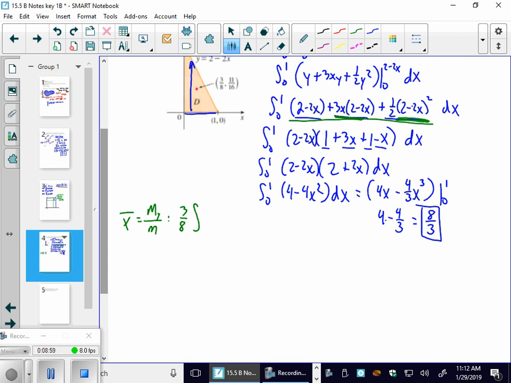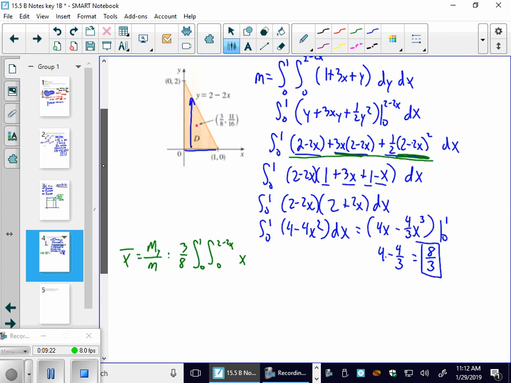Then the moment is the same integral, or at least the same bounds, I should say. The only difference is now I have to multiply my density by x. So our original density here was 1 plus 3x plus y. And it's still going to be dy dx. I haven't changed that. I don't see any reason why you would want to change which way you're going to go.